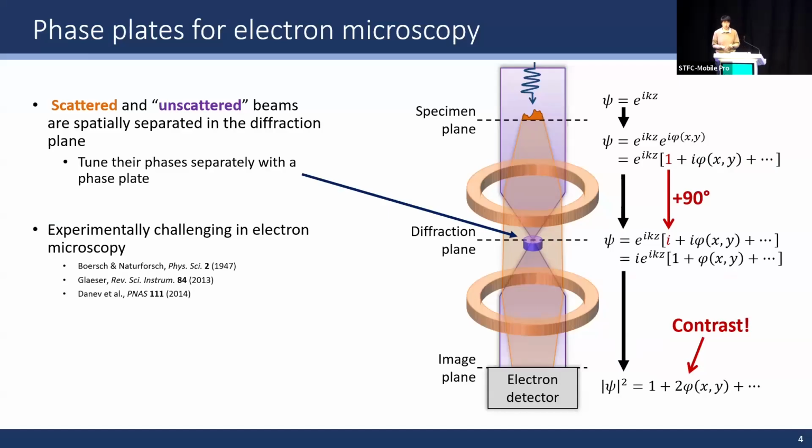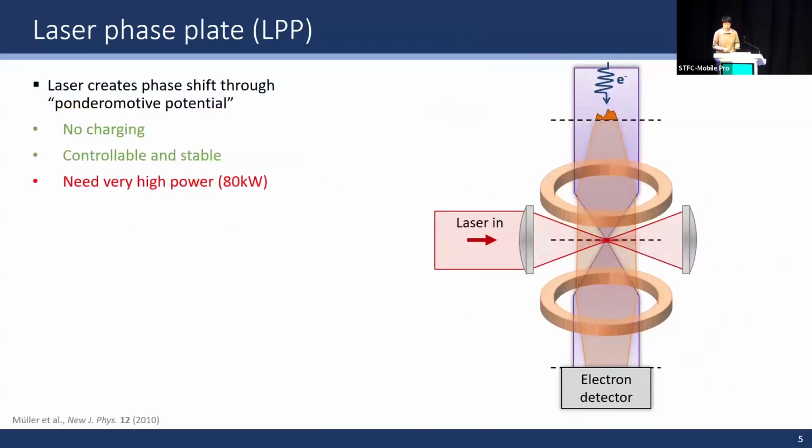This is phase contrast microscopy, and it is really well known and well established in optical microscopy for almost 100 years, but it's experimentally challenging in electron microscopy, mainly because whatever you put in the path of the electrons will interact with the electrons. So our approach is to use a laser to phase shift the electrons. The laser can create a phase shift through what is known as a ponderomotive potential. Using a laser is nice because it's not a physical, tangible material you put in the electron beam, so there's no charging, and you can end up with a very stable phase shift. And lasers are very well controllable, so this provides a controllable and stable faceplate.